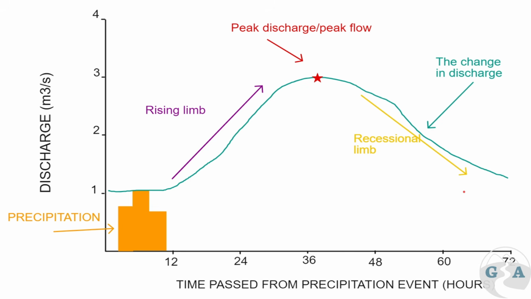We have very particular terms for these. Again, it's more vocabulary, but it helps you to write very effectively and concisely, and the examiner will know exactly what you're talking about. So here we see the rising limb as the discharge is increasing. It reaches what we call a peak discharge or peak flow. And then we have the recessional limb going back down to its original base flow.